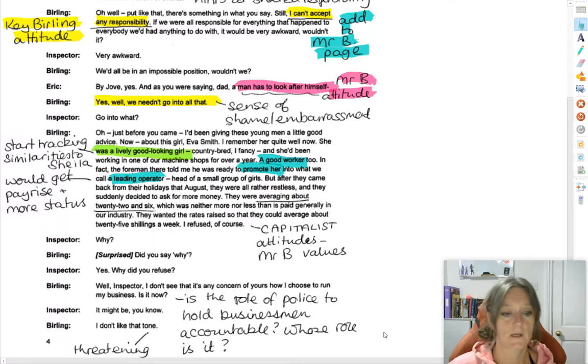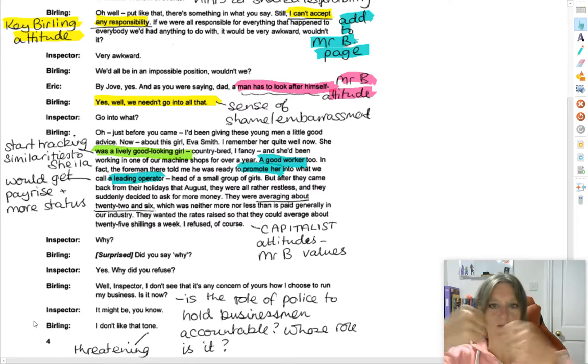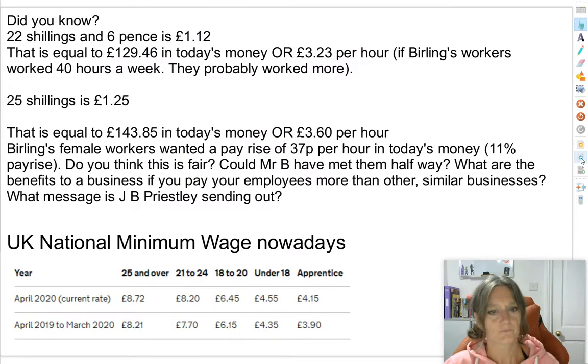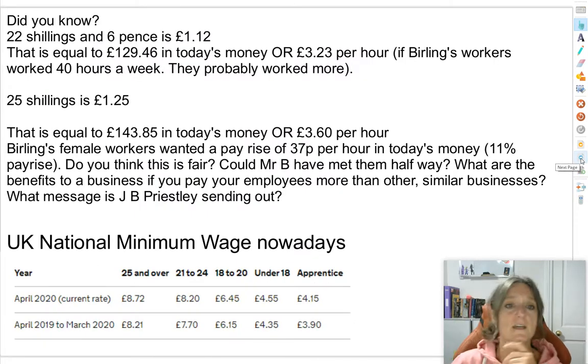What do you think? So Birling says to the inspector, "I don't like that tone" when the inspector says it is his business. So Mr Birling is being quite threatening now, and you can see they're being quite combative here. It's like their speech is almost like a boxing match, isn't it? They're throwing comments and questions at each other.